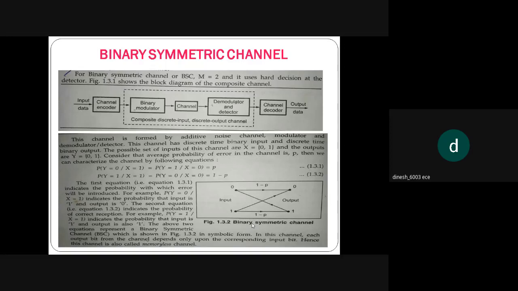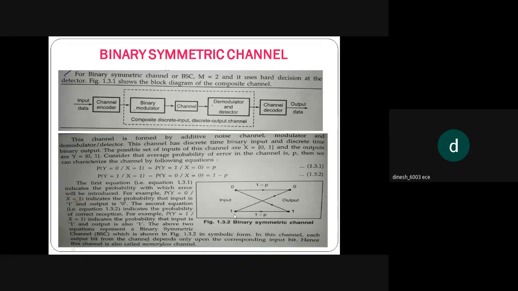0 and 1 is your input. Output will also be binary, 0 and 1. So now I consider the probability of error in the channel to be small p. I write it as small p.